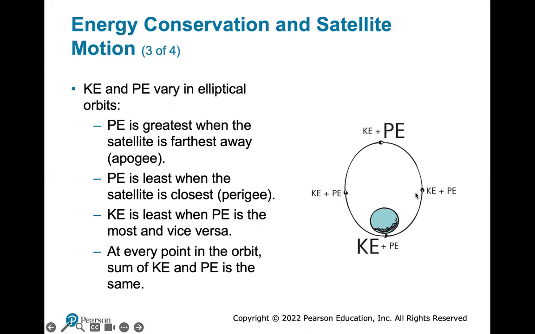Kinetic energy and potential energy are equal. Kinetic energy is least when the potential energy is the most, and vice versa. At every point in the orbit, the sum of kinetic energy and potential energy is the same. So it's this constant exchange: large kinetic energy, small potential energy. Here they're the same, then it's a small kinetic energy and a large potential energy. And then they're the same, and it's just a constant exchange. Just like a swinging pendulum exchanges potential energy for kinetic energy, to potential energy and back again, we have this cyclic exchange of kinetic energy and potential energy.